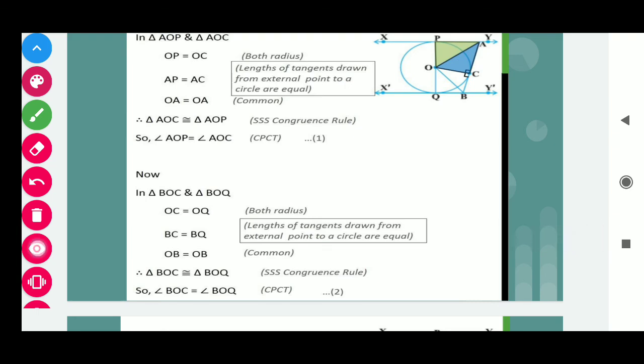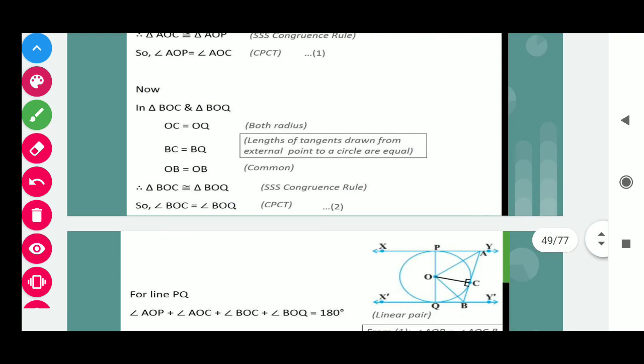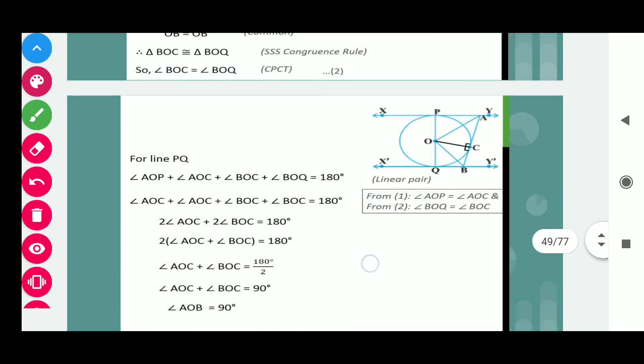So students, in this way you can see here OC is equal to OQ because of the radius. Here both are the radius. And BC is equal to BQ, length of tangents drawn from an external point to a circle are equal. And here OB is common. You can see we have taken exactly the same conditions. So in this way these two triangles are congruent. So by CPCT we prove the angles equal.